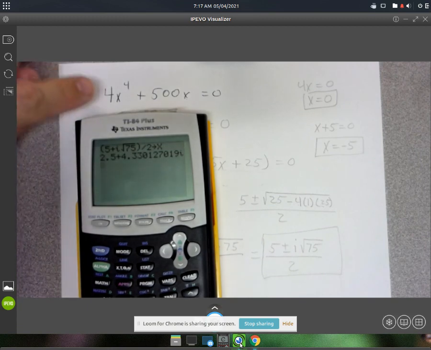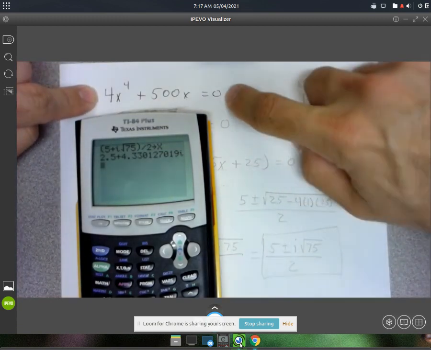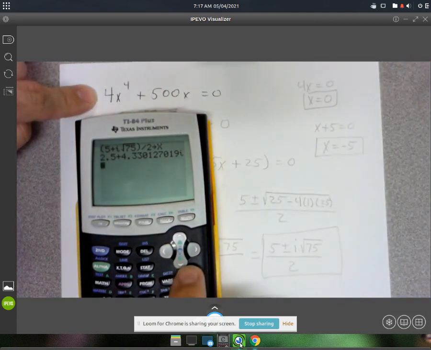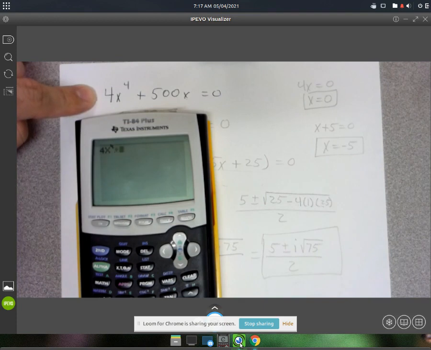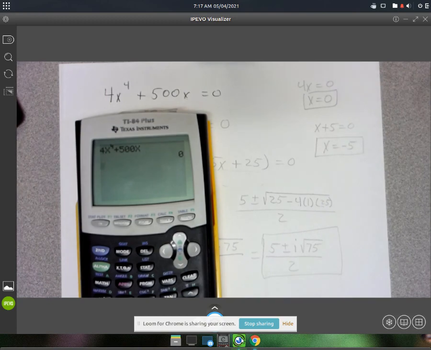And we'll just type in the original, and hopefully it equals 0. 4x to the 4th plus 500x, and there you go. It equals 0. So it worked. All righty.